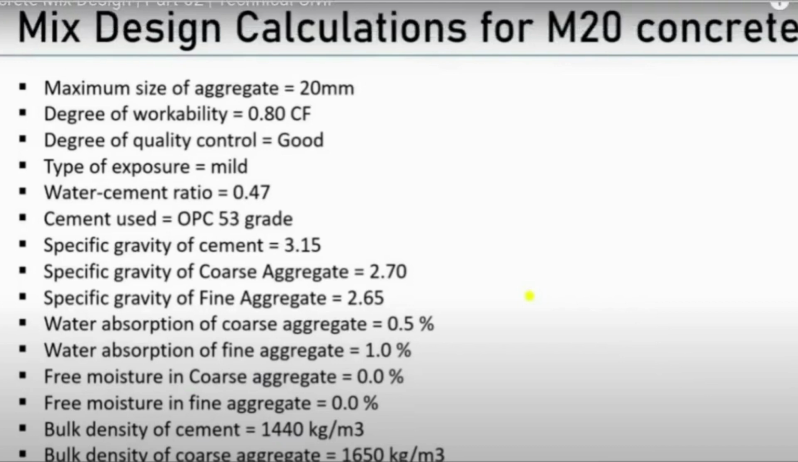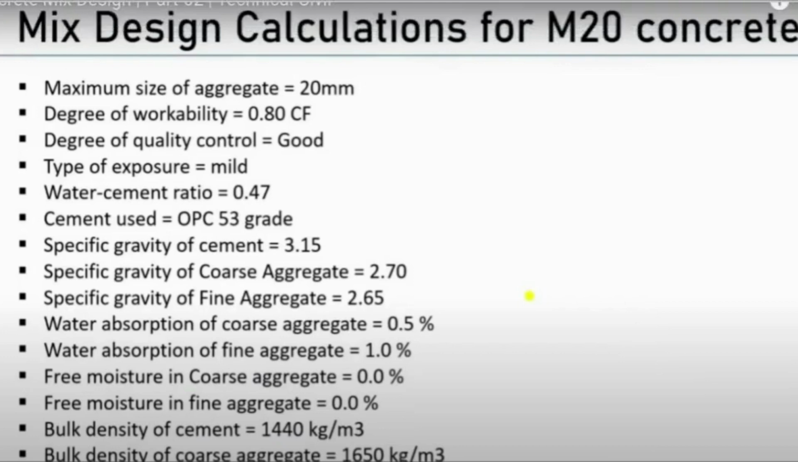After calculating this value, we take the water cement ratio from Table number 5, clause 6.1.2. The maximum water cement ratio for M20 is 0.55. So we are considering 0.47, which is less than 0.55, for 20 mm size of aggregate.